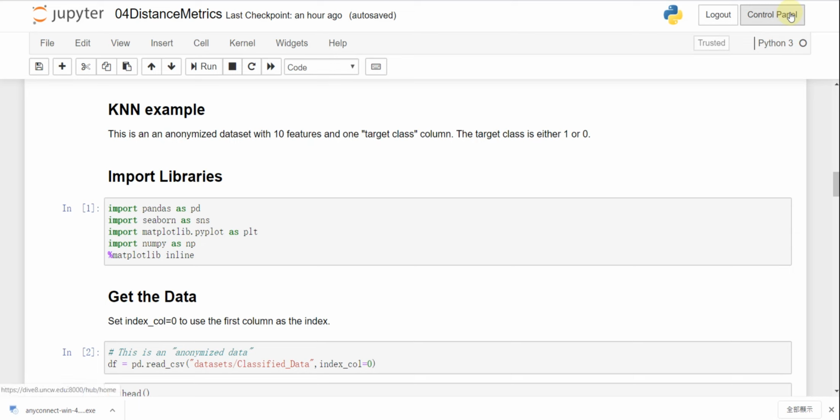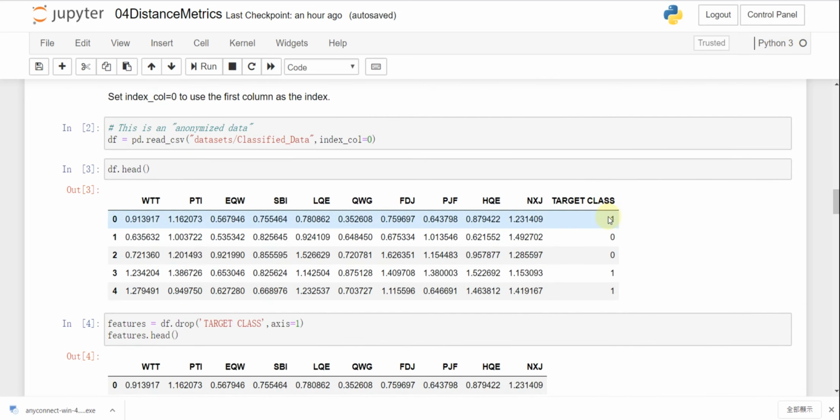Okay, let's continue and let's see an example about the k-nearest neighbor. Well, we are using anonymized data. So this data has already been anonymized and transformed. And as you can see, you see the columns and you see all the values, but you don't really know what they are.